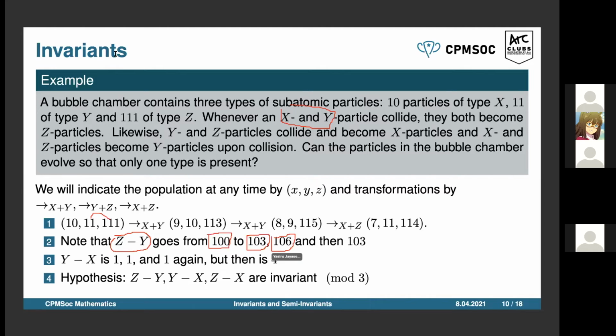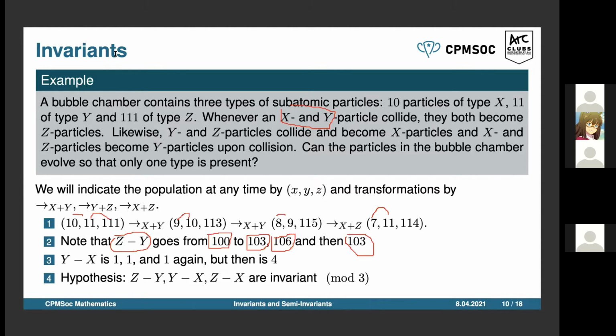And now we're doing x plus z. So the number of z's goes down by 1 and the number of y's goes up by 2. So z minus y is going to decrease by 3 again and go down to 103. And you can also look at y minus x. So y minus x here is 1, and y minus x here is 1. Y minus x here is 1, but over here, y minus x is 4.